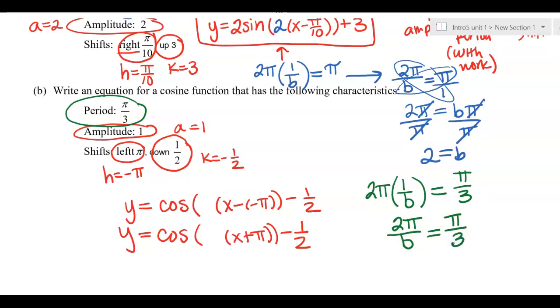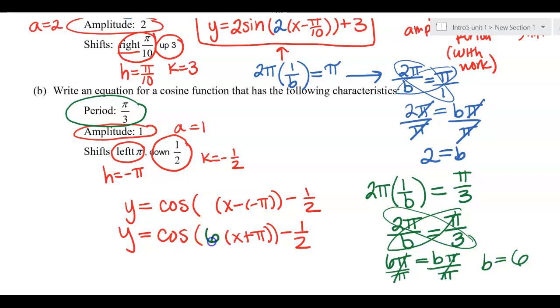And again, I can cross multiply to solve that. So 2 pi can multiply with 3, and that would be 6 pi. B can multiply with pi, and I have b times pi. And remember, your goal is to get the b alone. So I'm going to divide by the pi. And I get that b is equal to 6. Okay? So then I'm going to go ahead and put 6 in that spot for b, and then that's my equation.